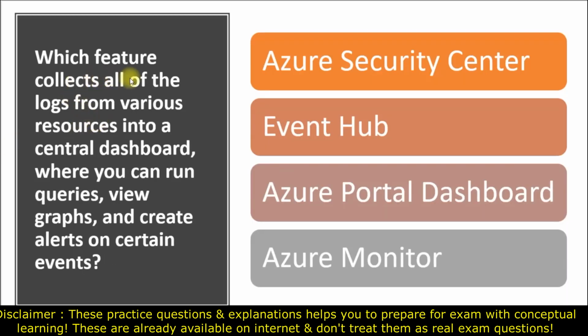In this question, they are asking which feature collects all the logs from various resources into a central dashboard where you can run queries, view graphs, and create alerts on certain events. Here, the main keywords are that we need to run queries and collect all the logs. The options we have: Azure Security Center, as we know, is the service that helps us secure our environment. Event Hub is a real-time data ingestion service that's simple, trusted, and scalable, and it streams millions of events per second. So this is not the service which collects the logs and lets us run queries on top of that.